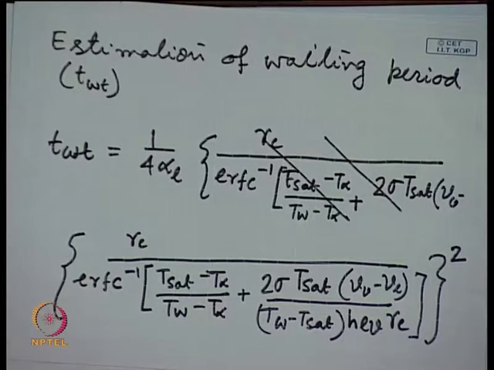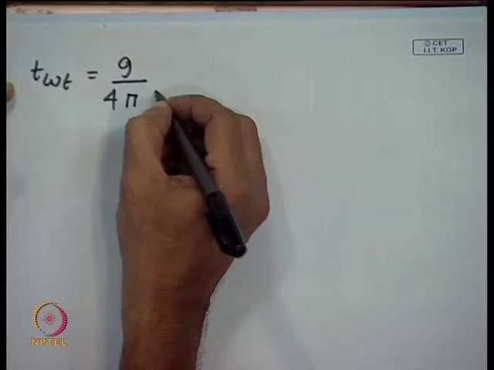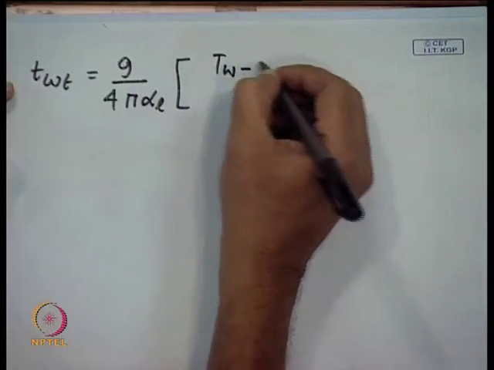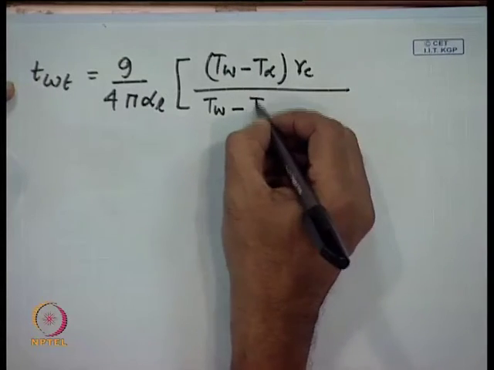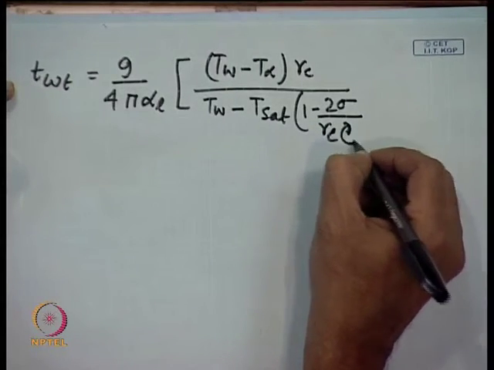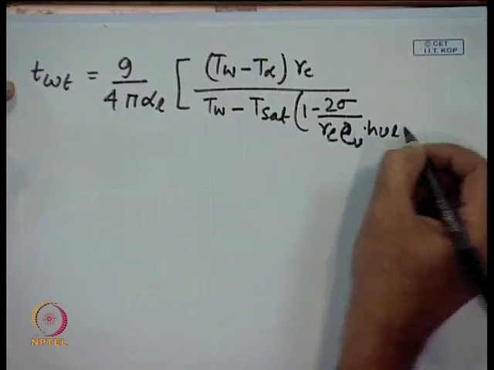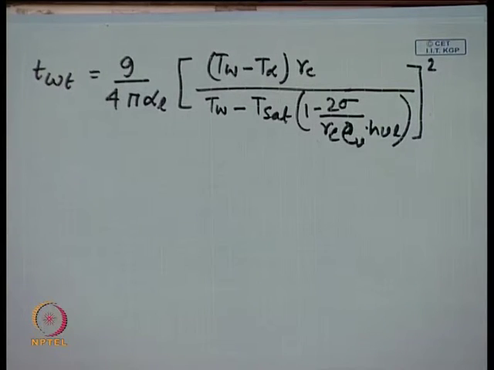Okay. Now, it is a very tedious way of matching these two equations and then finding out the waiting period, but one can get the waiting period by this particular equation. There could be a simplified equation for waiting period also. Let me write this. I think you will be more comfortable with the simplified equation, that is 9 by 4 pi alpha_L, (T_w minus T infinity), r_c, rho_v, h_Lv. So, some simplification of the earlier equation will give you this simplified relationship for waiting period.